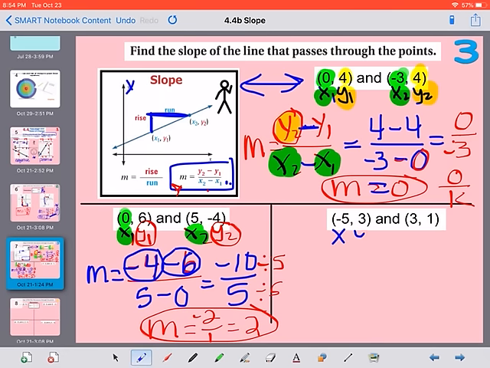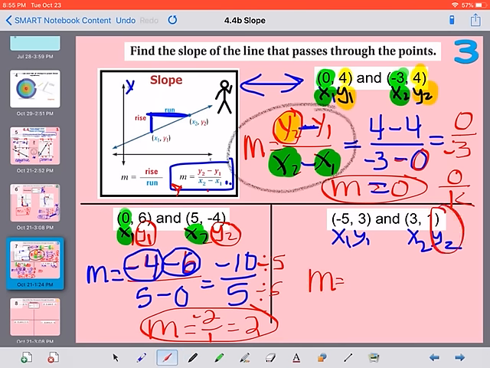Label your points. x, y, that's my first point. x, y, that's my second point. And then we're going to plug them in to our equation up here. So we have y2 minus y1. So we have y2, which is 1, minus y1, which is 3. And then on the bottom, x2 minus x1, or 3 minus a -5. Be careful when we have two negatives.